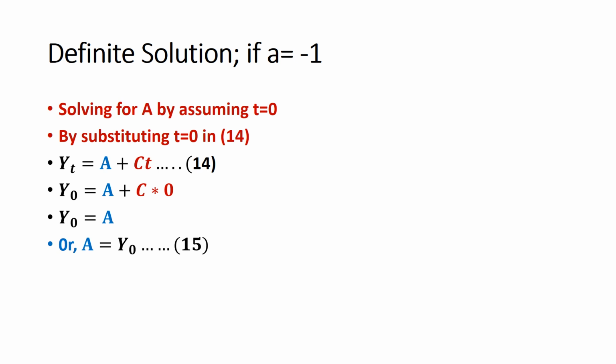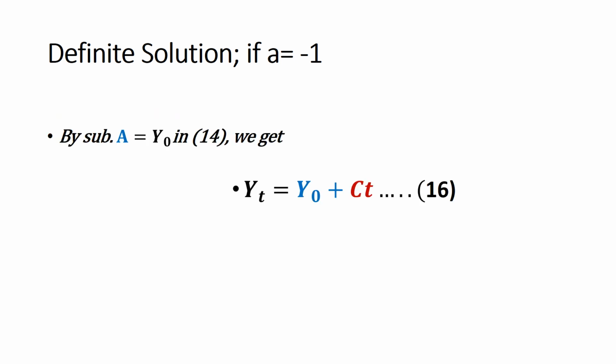Solving for A by assuming t is equal to 0. By substituting t is equal to 0 in 14, we will get yt is equal to A plus ct, or y naught is equal to A plus c into 0. So y naught is equal to A. Substituting in the general solution A is equal to y naught, we will get, by substituting A is equal to y naught in 14, yt is equal to y naught plus ct.